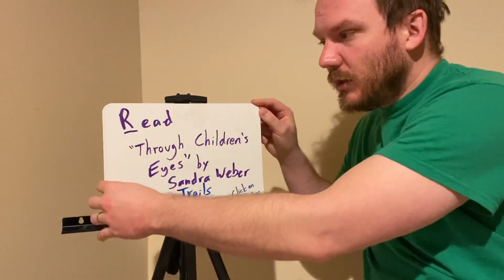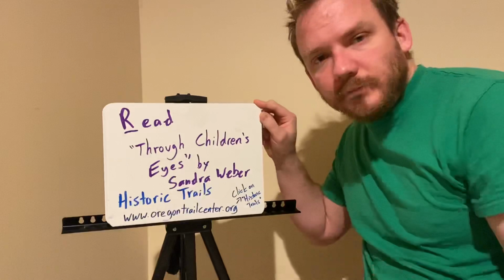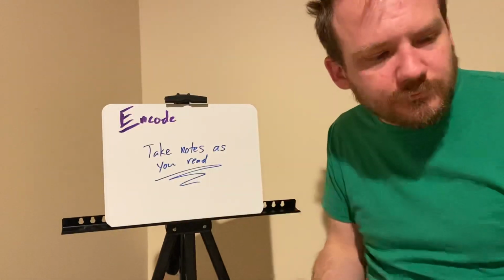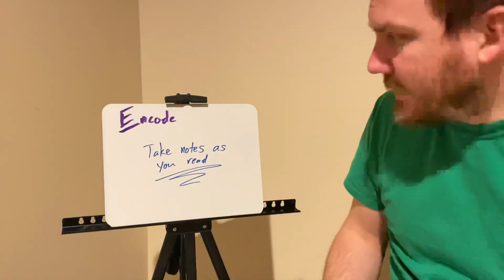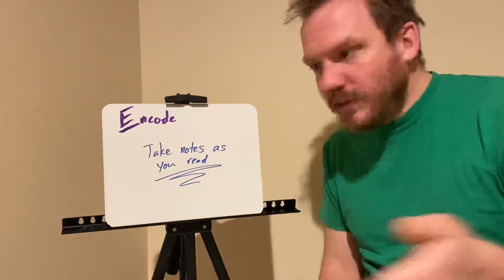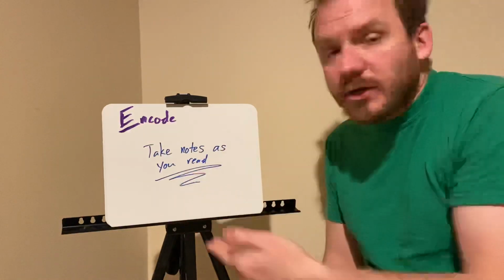So for read, you would just write down what you read. That's the read part of REAP. Next, E. R-E-A-P, E is encode. This is where you take notes as you read.